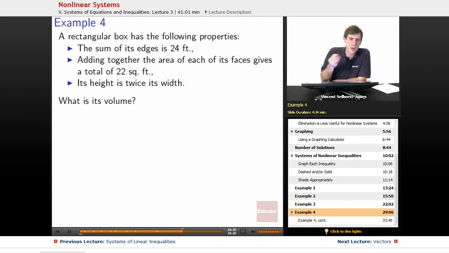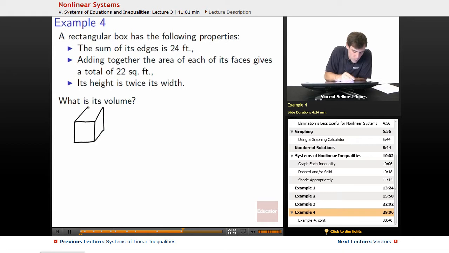So the first thing to do is we want to get a sense of what are we looking at. So let's draw a quick picture. If we've got a box, some box. Okay, so it has three things to it, right? Length, width, and height. What's its length? What is its width? And what is its height? Great. So with that in mind, let's start trying to figure out how do these properties turn into math.